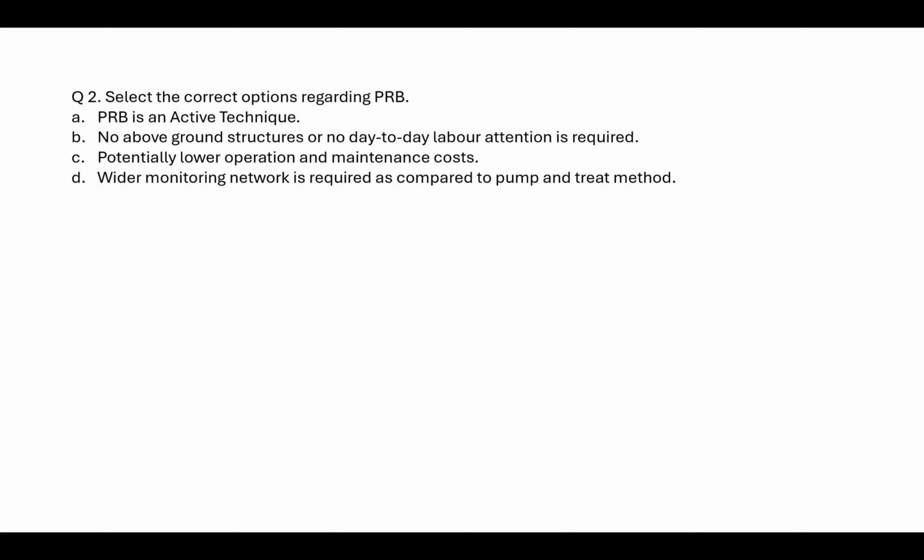So the question is, select the correct options regarding PRB, that is a permeable reactive barrier. First, PRB is an active technique. Option B is, no above ground structures or no day-to-day labor attention is required. Option C is, potentially lower operation and maintenance cost. And option D is, wider monitoring network is required as compared to the pump and treat method. So these four options are given, and as I told you in question 1, there can be more than one option which is correct.